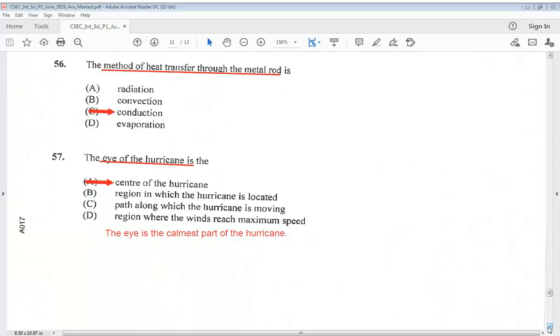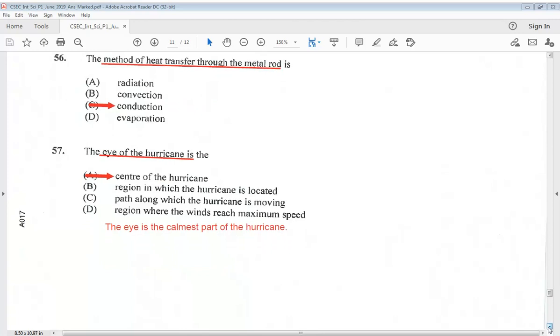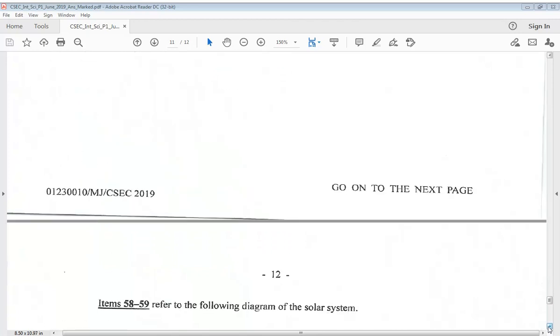So let's go to 57. The eye of the hurricane, the answer is A, center of the hurricane. And we know too that the eye is the calmest part of the hurricane.